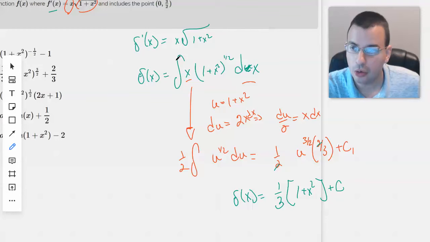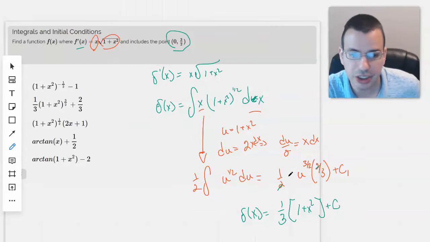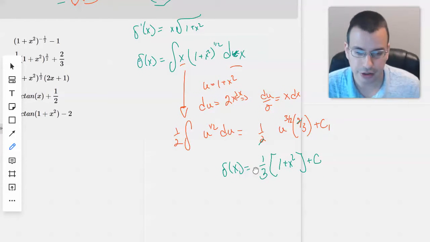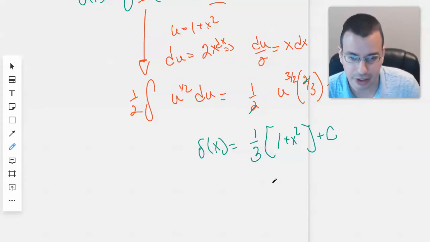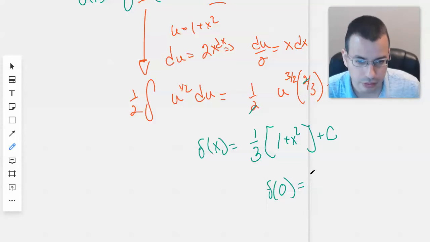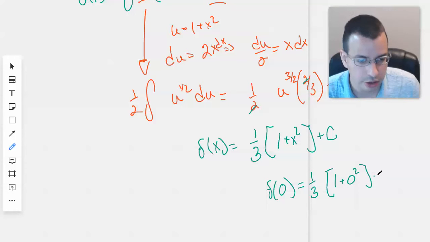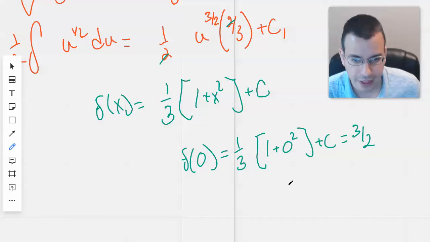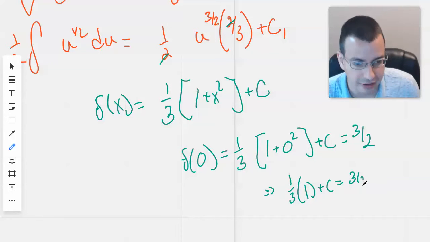Okay, now we were given the point (0, 3/2). So what that means is that when we plug in 0 for x, we should get 3 halves. So to rewrite this a little bit, f of 0, because that's what the x value is, equals 1/3 times 1 plus 0 squared plus c equals a y value of 3 halves. And then we should be able to solve this. Therefore, 1/3 times 1 plus c equals 3 halves.